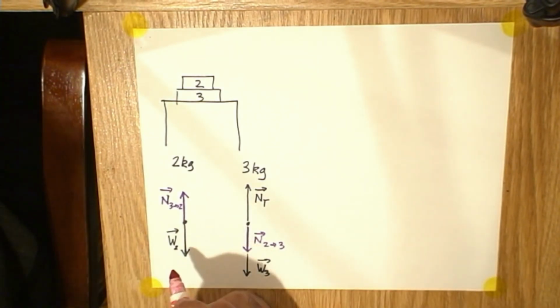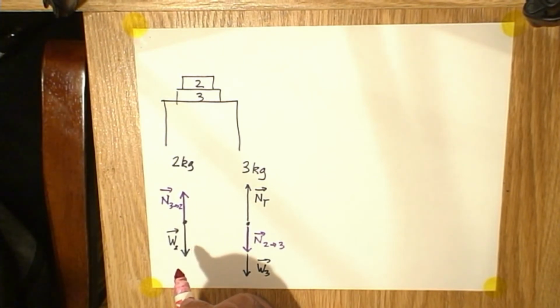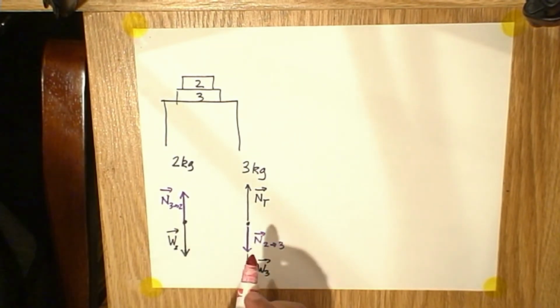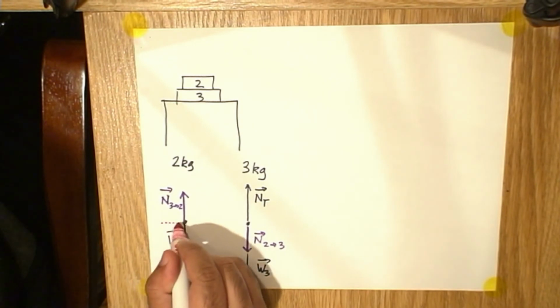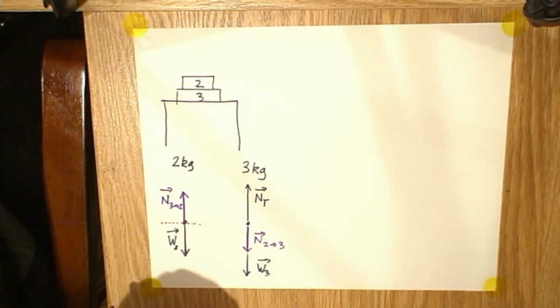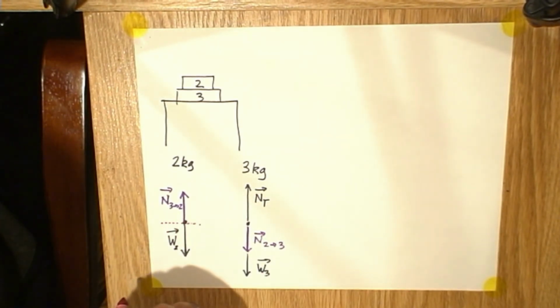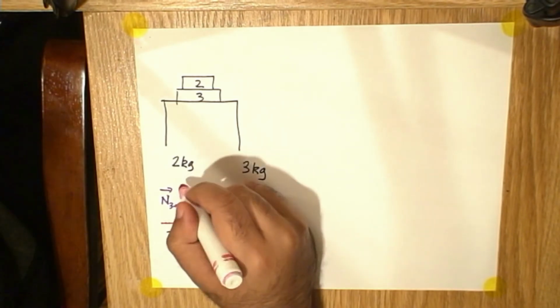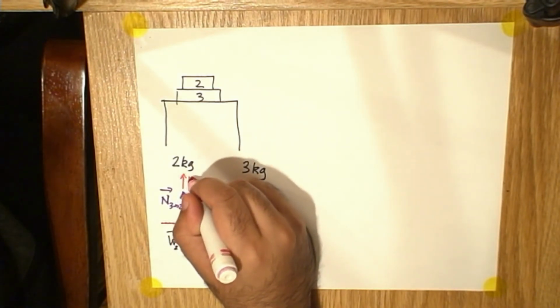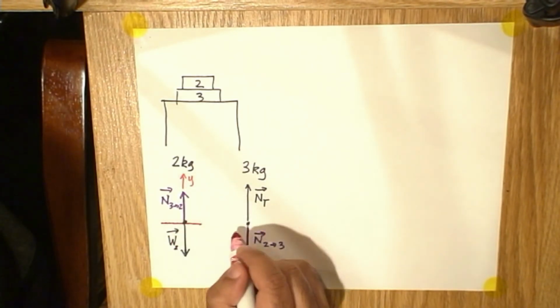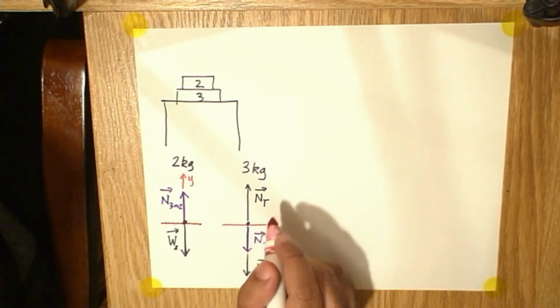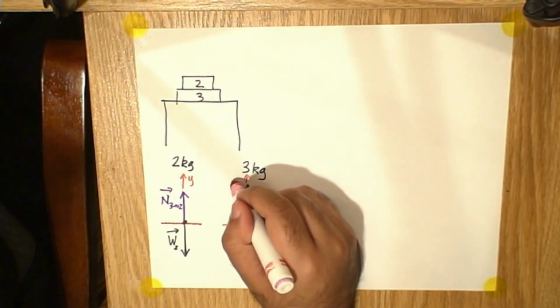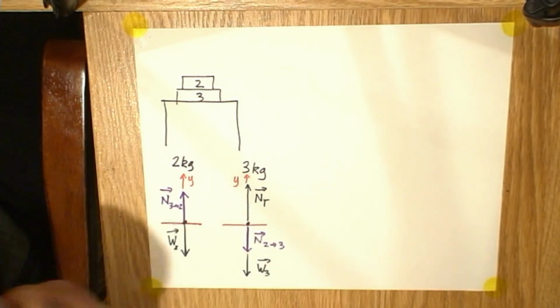Now, let's put in our origin and axes. Because we have two different free body diagrams, we need to draw in two different origins and axes. So for the 2 kilogram object, I'm going to set my origin as usual at the spot, and I'm going to set my y-axis to be upwards. For the 3 kilogram, I will again set my origin at the spot, and I will again set my y-axis to be upwards.